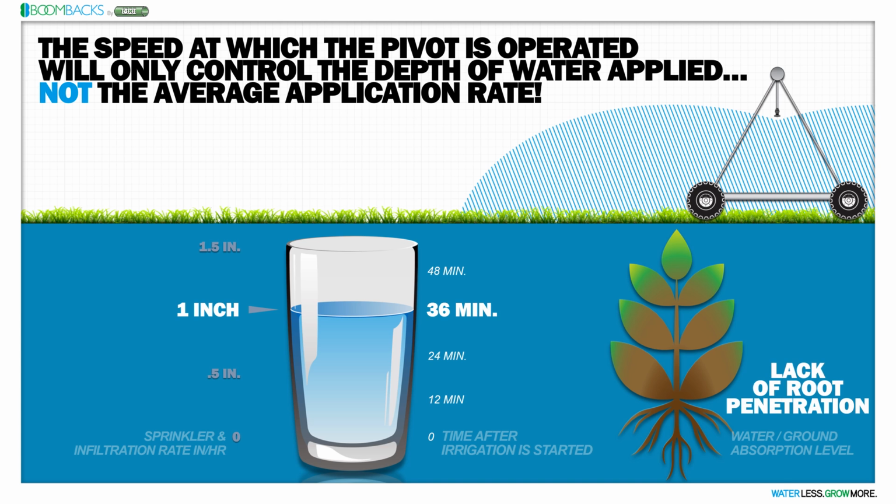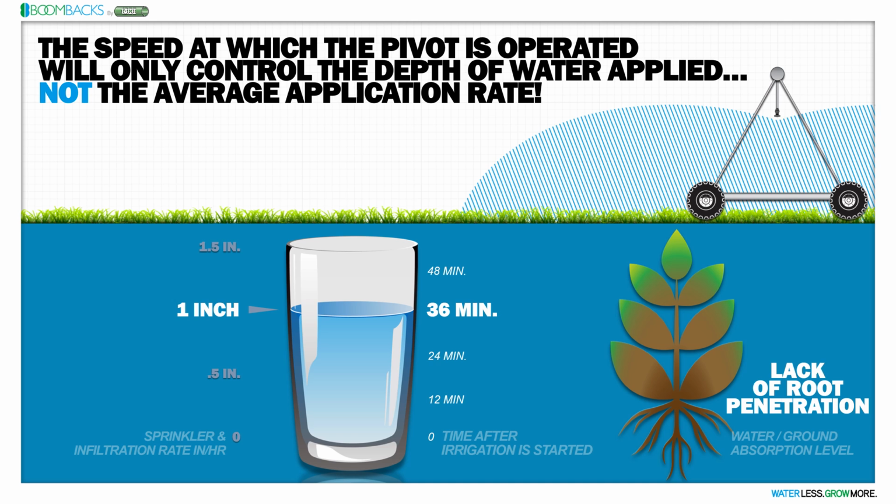The speed of a center pivot does not control the average application rate. The average application rate for a given sprinkler is a constant determined by contributing factors such as gallons per minute per acre and wetted diameter, other than the speed of the pivot. The average application rate is the same if the pivot is sitting still or moving at maximum speed. The only thing you control with the speed of the pivot is the depth of water being applied.